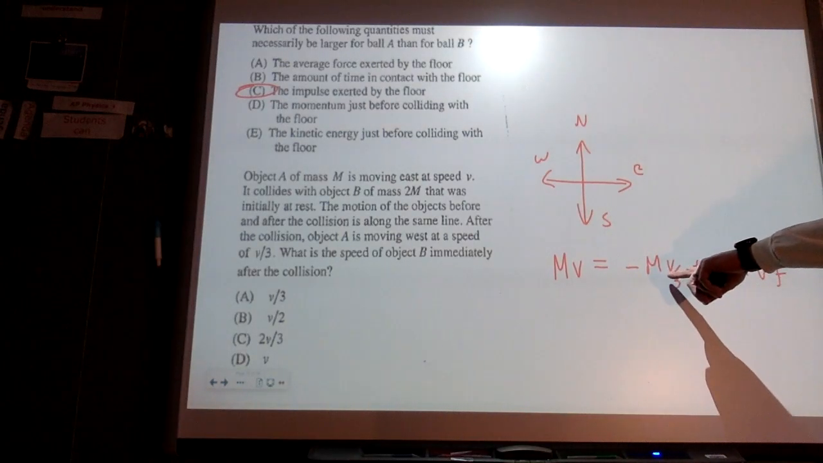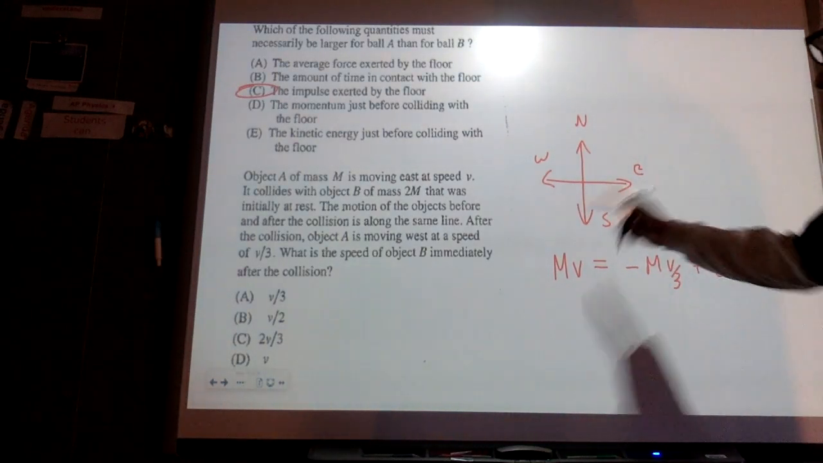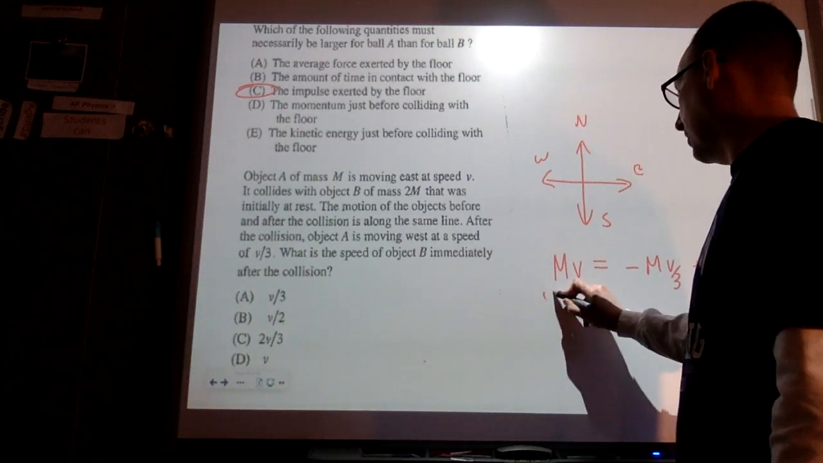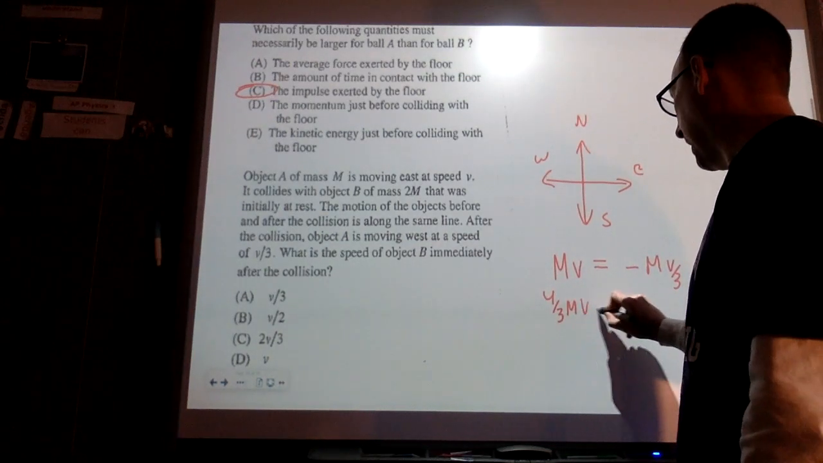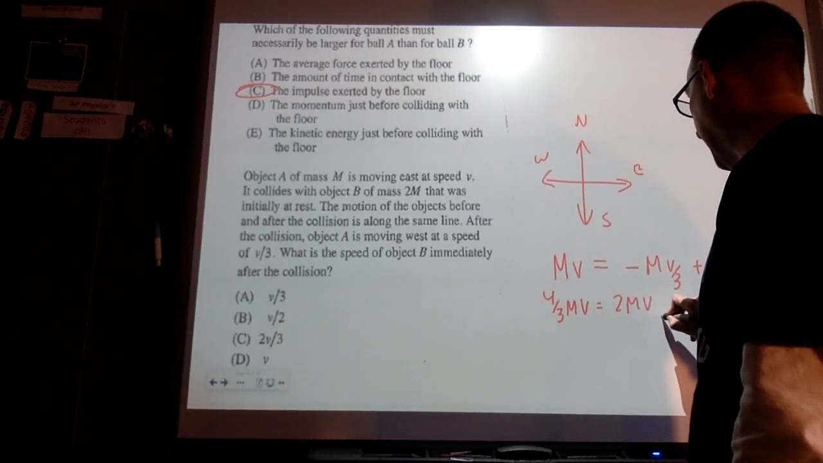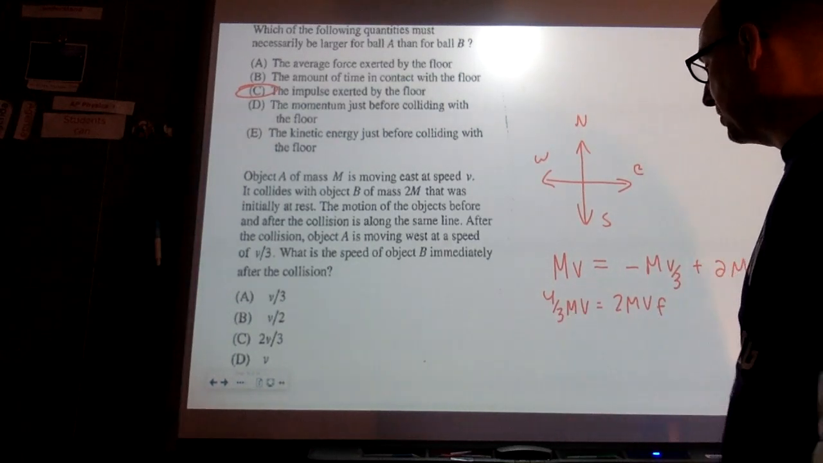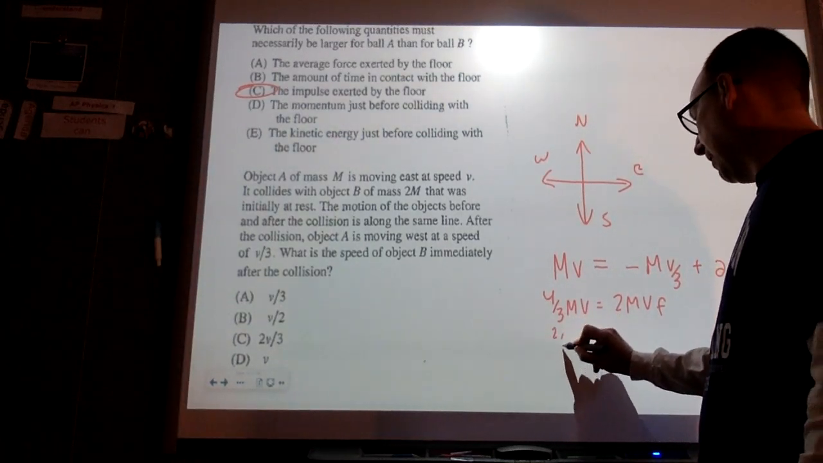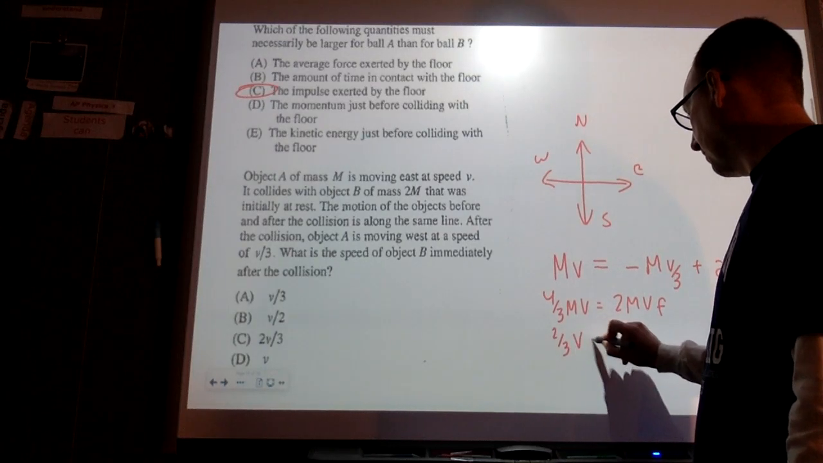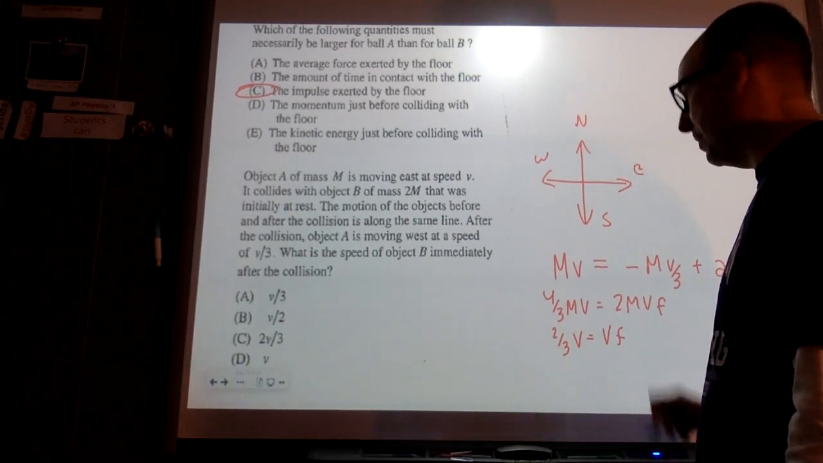So if it's going west, it must be negative. So I'm going to add this to the other side, and I'm going to get 4/3 mv is equal to 2m vf. I'm going to divide by 2, and I'm going to have 2/3 v equals vf.